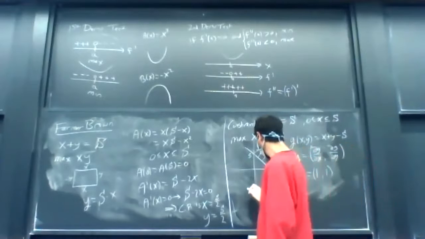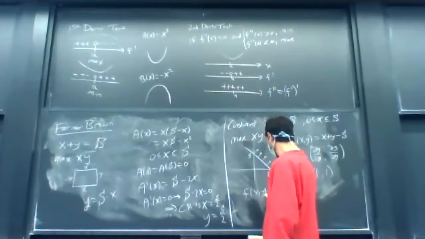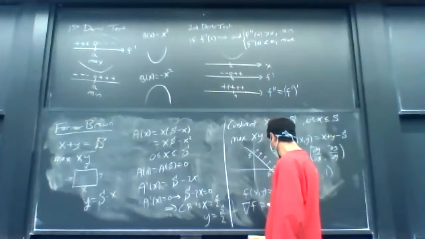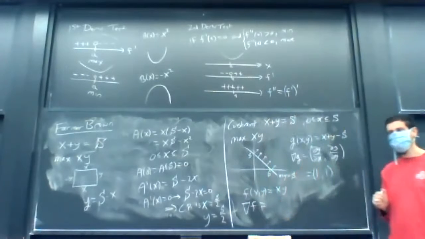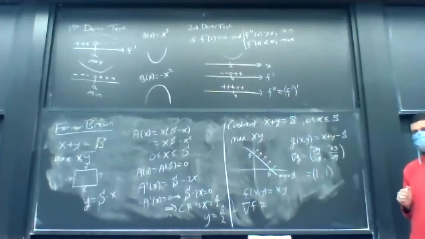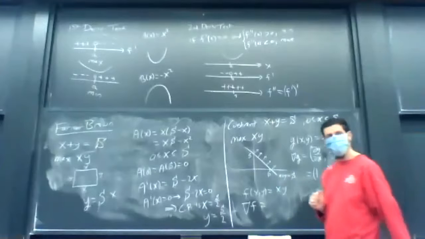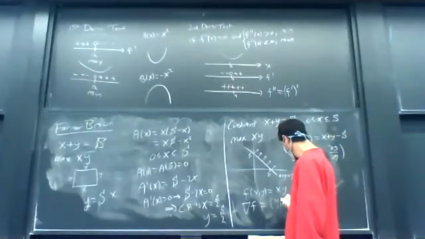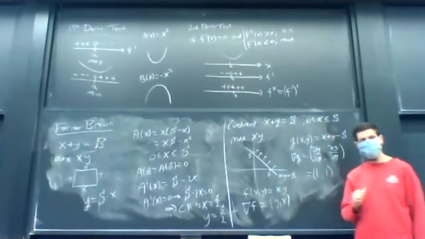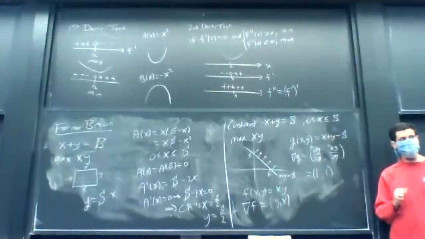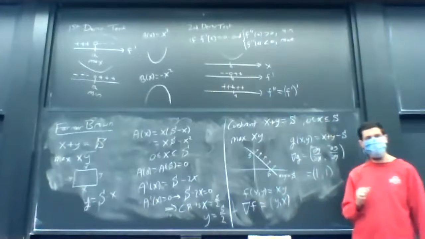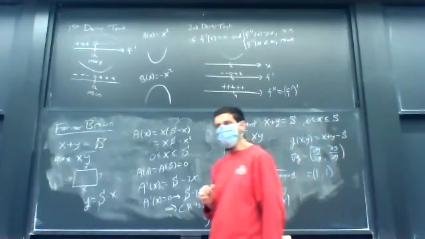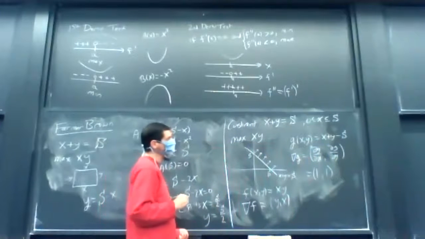Okay? Let's look at f of x,y. f of x,y is x times y. What is the gradient of that? It's (y, x). So the gradient of f is not always going to be the same. So the question now is, what does the gradient of f represent?